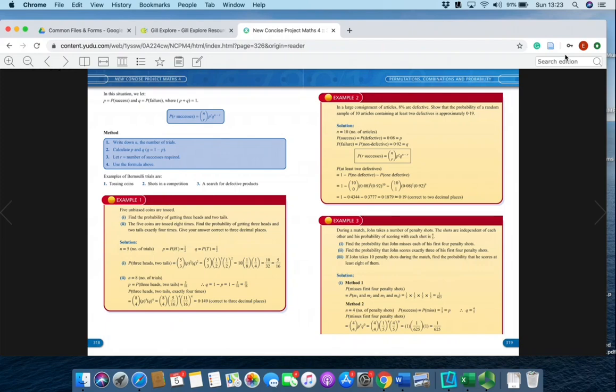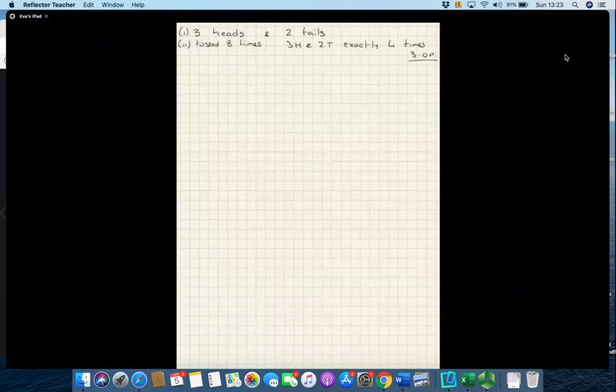Okay, so let me share my screen with you now. So the probability of getting 3 heads and 2 tails. I'm going to do it without the Bernoulli trial formula and then with the formula. So the probability of throwing 3 heads and 2 tails, well, you're tossing a coin 5 times.